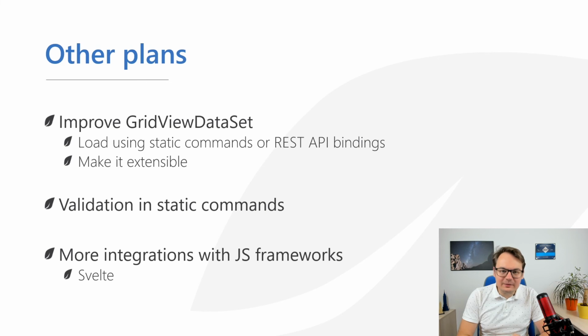We also have other plans for DotVVM 5. One of them is to improve the grid view dataset, because currently if you want to load data using static commands or REST API bindings, it's not very friendly. So we want to make sure this is more extensible. It will support better types of paging than just page index and page size, some token-based paging, for example. It should support sorting by multiple columns, not just by one, and you will be able to plug your own parts in the grid view dataset. So that's what we are planning to improve.